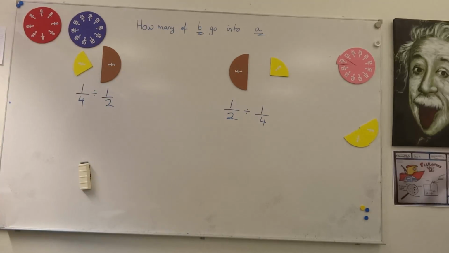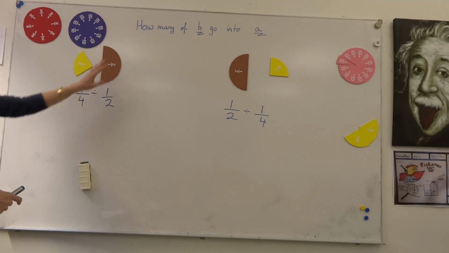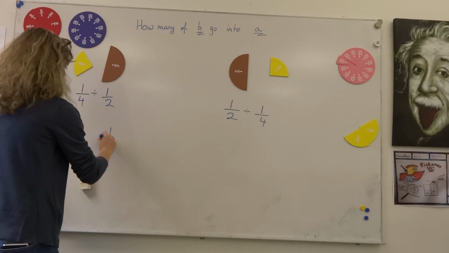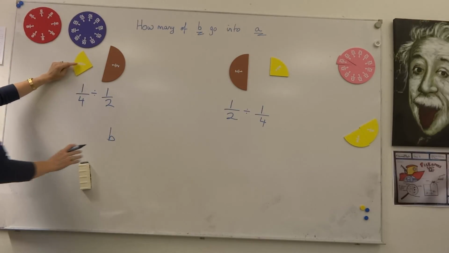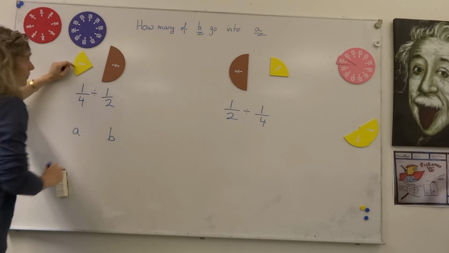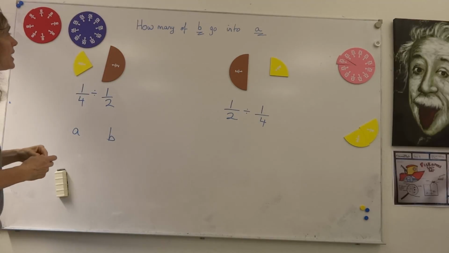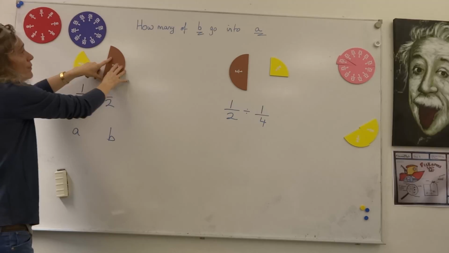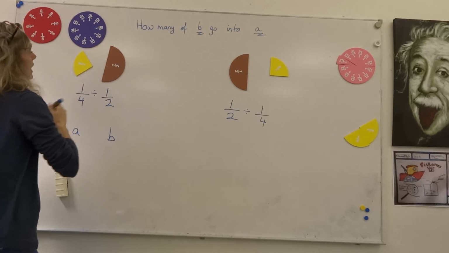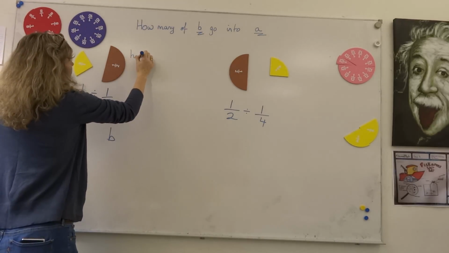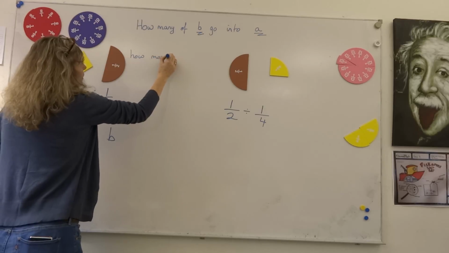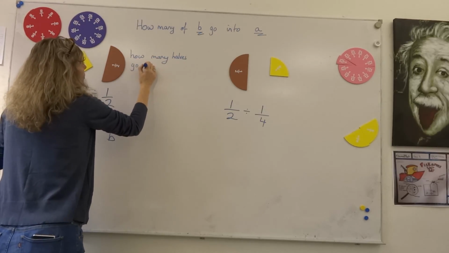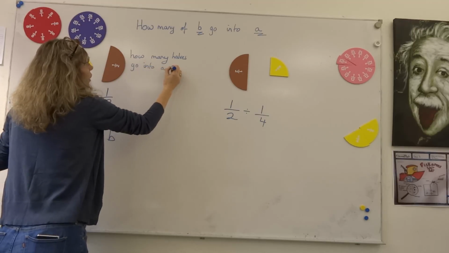What do we think about when we're dealing with fractions then? Well, if we think about the second fraction as being number b, and the first fraction as being number a in algebra. So what we're saying is, how many halves, in this case, go into a quarter?